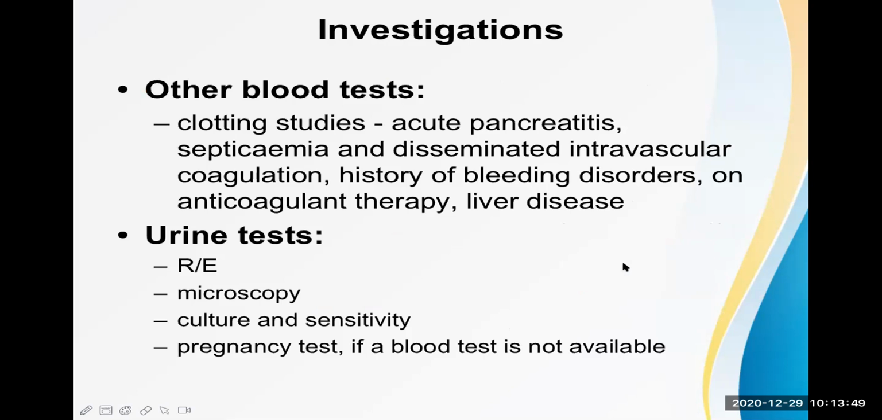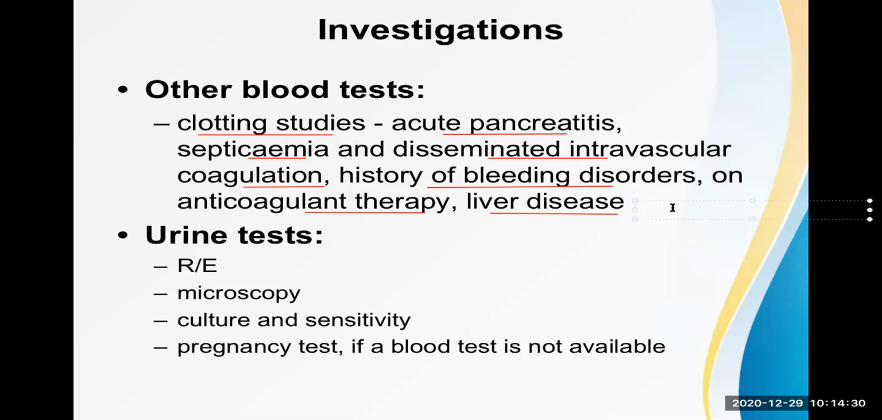Now, what are the other blood tests you do apart from those which are listed? Some clotting study we have to do. See this, the clotting study. They are done in acute pancreatitis, septicemia, and disseminated intravascular coagulation, as well as in the history of bleeding disorder, or if the patient is on anticoagulant therapy or has liver disease. Now, every student knows that. And what are the parts of this clotting study? Let me talk a little bit about them.